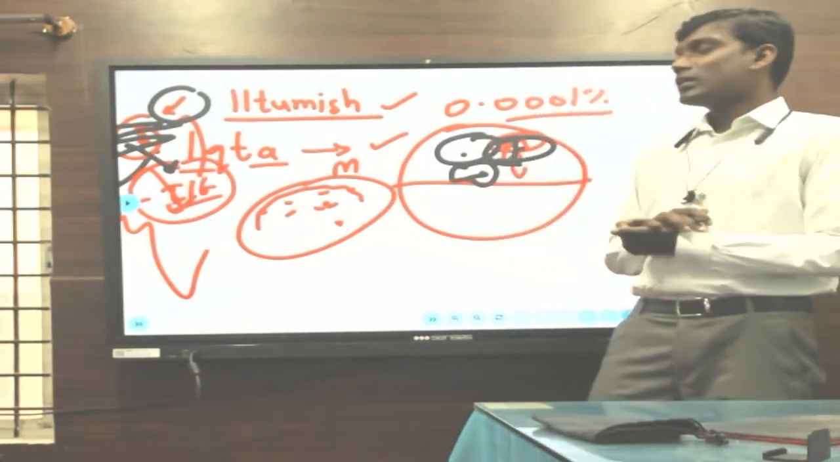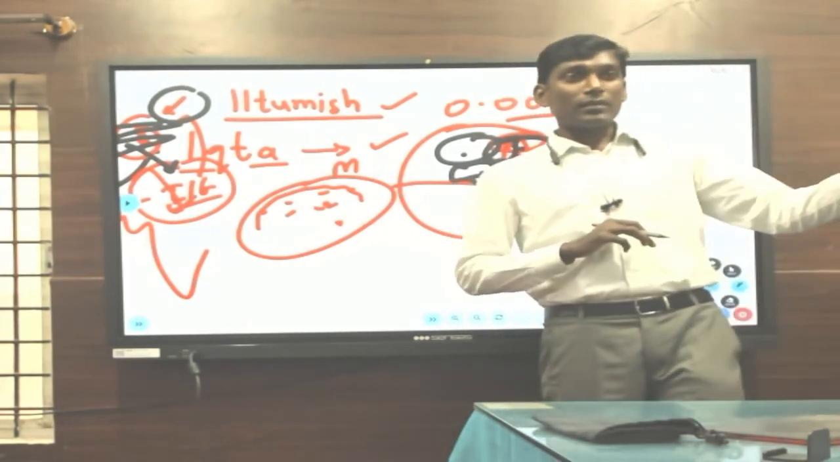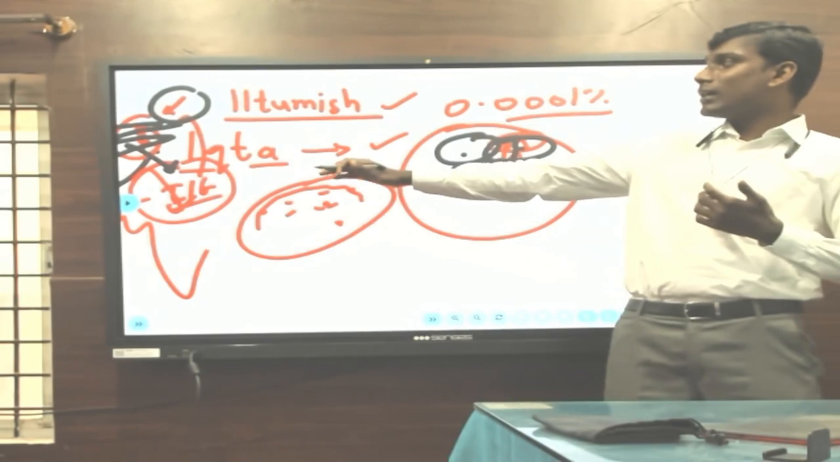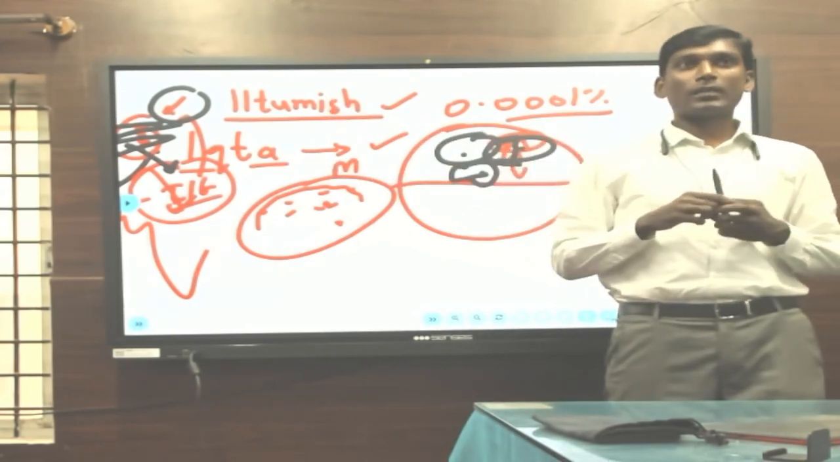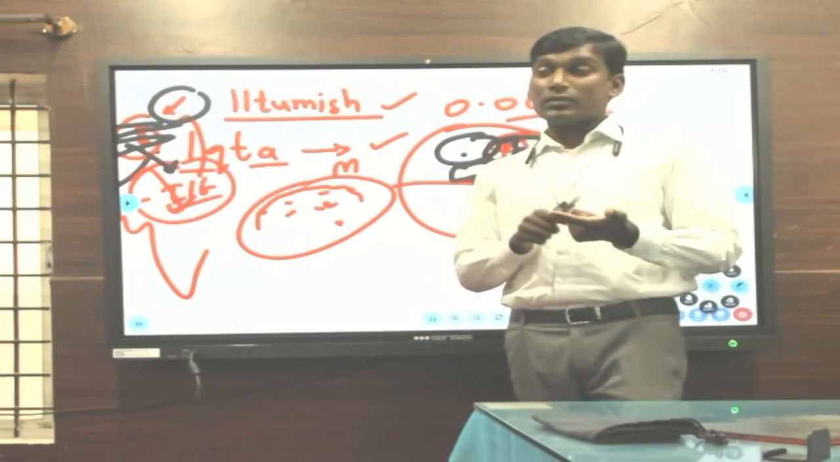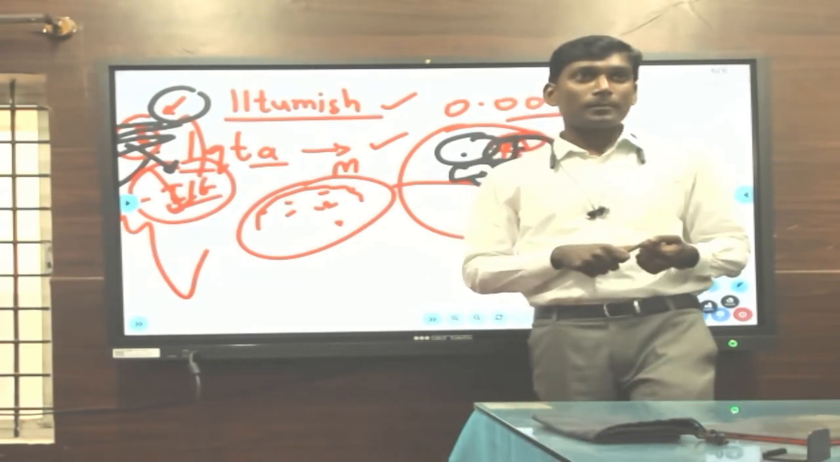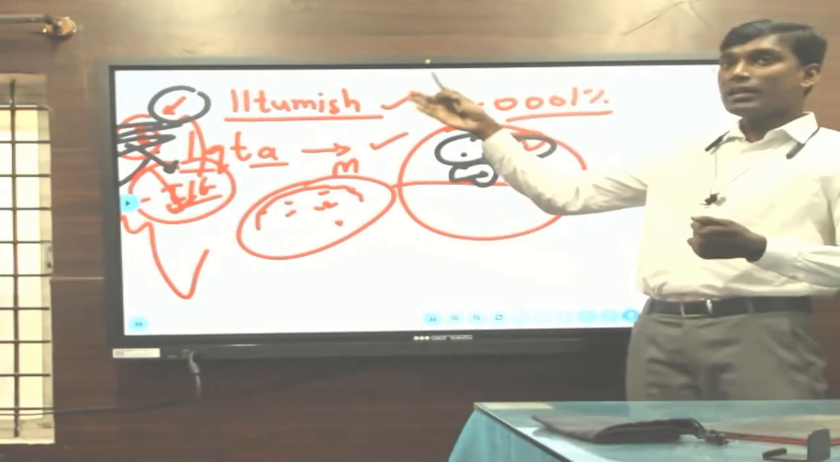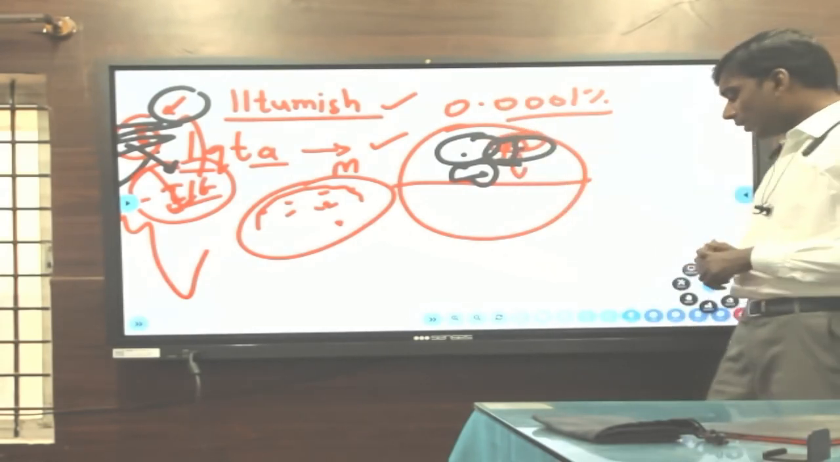Now the exam question is, which king came towards northern India during the rule of Iltutmish? They'll ask you Muhammad Ghori, Ghazni, Genghis Khan, like that. So what is the answer? Genghis Khan. Genghis Khan comes during the Iltutmish rule. Okay. So this is one thing.